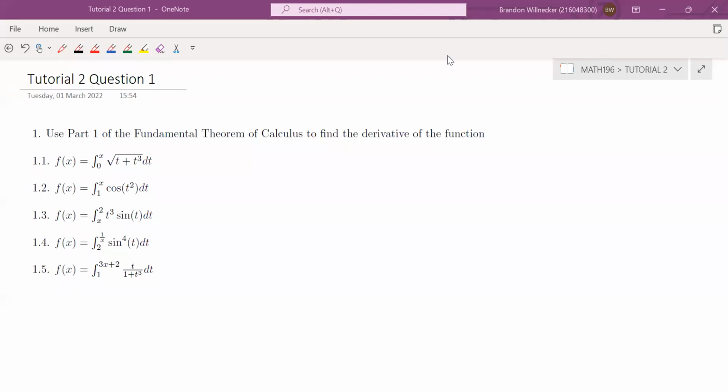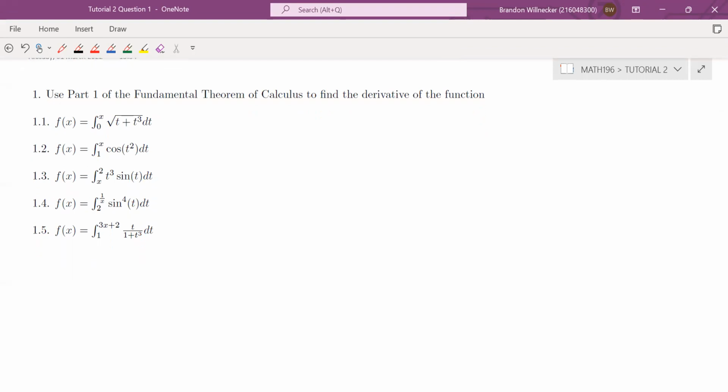Okay, so let's take a look at some of the solutions for tutorial 2. We won't go through everything because a lot of it is pretty similar, but just a few important ones that you do need to know. Let's take a look at 1.1.